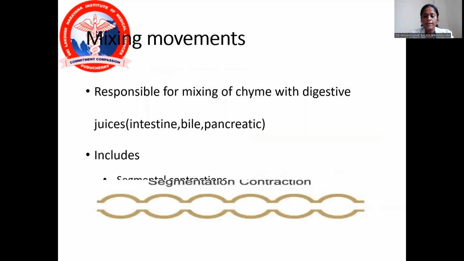The mixing movements are responsible for the mixing of chyme with the digestive juices. What are the juices? They are the intestinal juice, bile juice, as well as the pancreatic juice. These juices will mix with the chyme. The mixing movements include segmentation contractions as well as pendular movements.